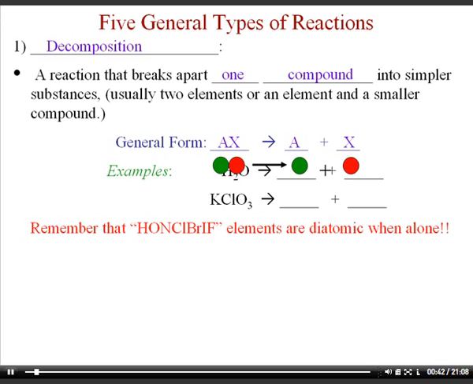We break apart water into hydrogen and oxygen. And the hydrogen is a Hunkelbrief, it's diatomic, and oxygen is a Hunkelbrief, it's diatomic. So instead of just breaking it apart into H2 plus O, it actually breaks apart into H2 plus O2.